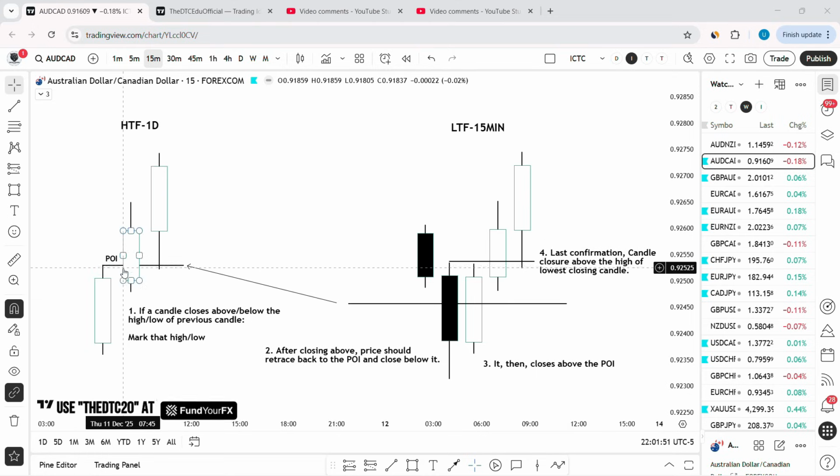So I noticed that Samsung called this high as POI. So from now on, we will be also calling this POI. POI means point of interest.